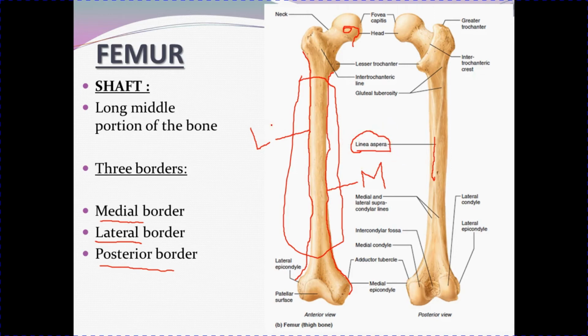So I am repeating. The shaft is the long middle portion. It has three borders. A lateral border which starts from the greater trochanter down to the lateral condyle of the femur. Condyle is a prominent mass. The medial border runs downward from the lesser trochanter down to the medial condyle of the femur. It has a posterior border which can be seen on the posterior aspect of the femur, which is also called linea aspera.